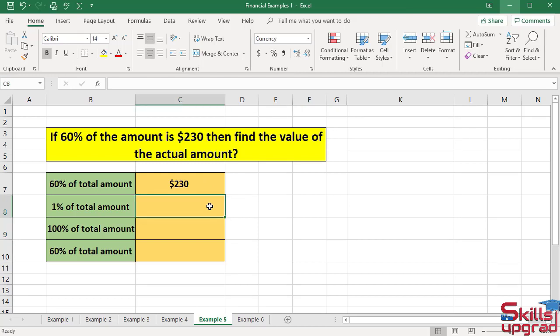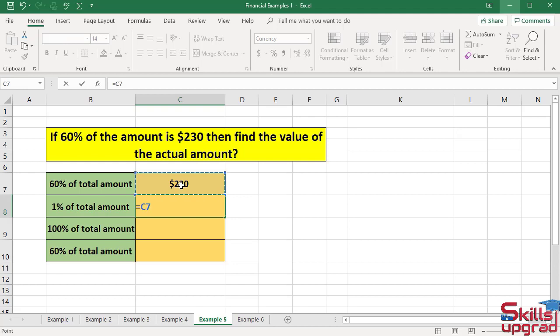First I calculate the 1% of total amount. Enter equal sign. Divide 60 by $230. The answer will be equal to 1% of total amount. I will divide this number 60 to $230. The remaining number is 1 in this cell. That is the reason I have written 1% of total amount in this cell.